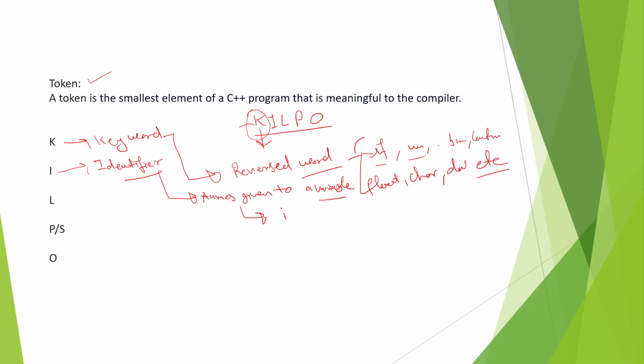Example: suppose we take int a = 5. So int is our keyword. Then this is our identifier, or we can say variable. As in the definition, a name given to a variable; this is a variable. So a is known as an identifier. Is it clear? Hope it is clear. Then move on to the next point.